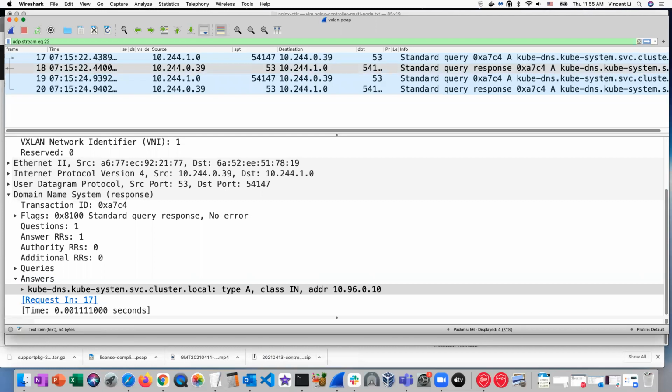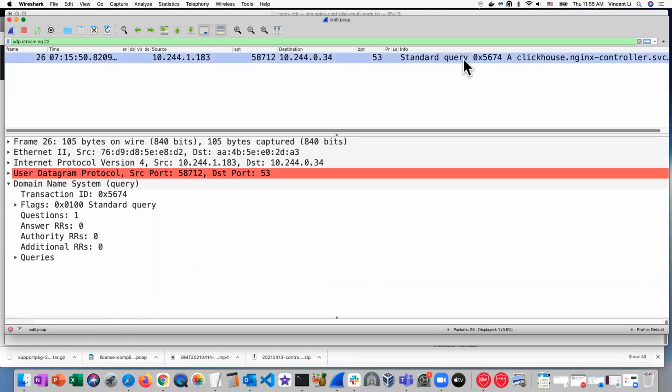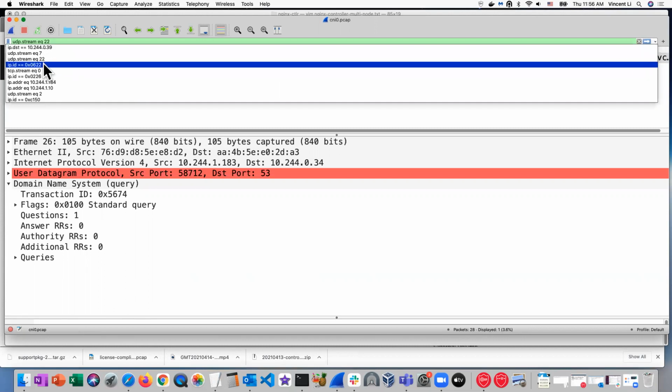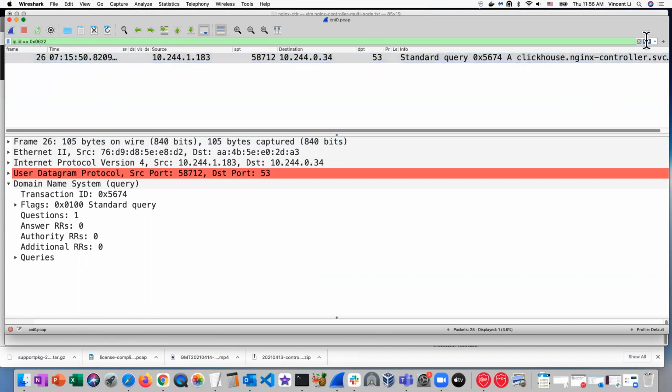we did not see the response on the CNI0 bridge interface. We only see the query. We did not see the response. So it looks like the packet got dropped after being received from the physical interface, right? So it looks like we found the problem.